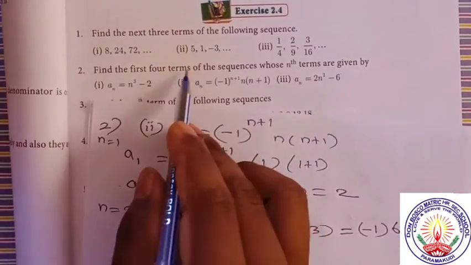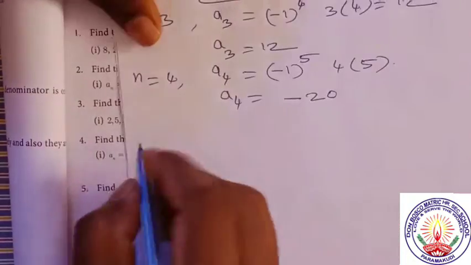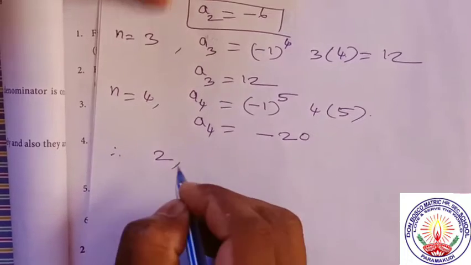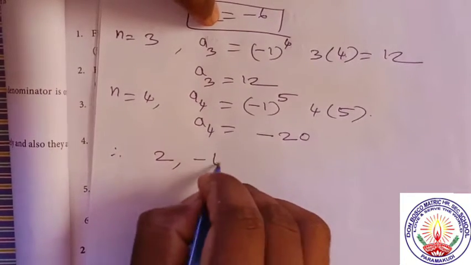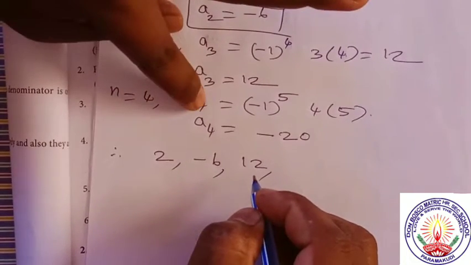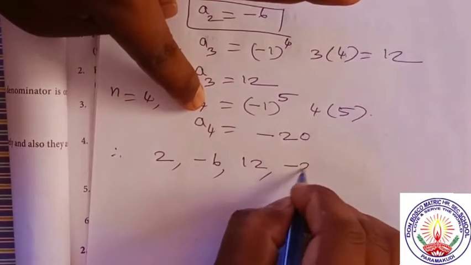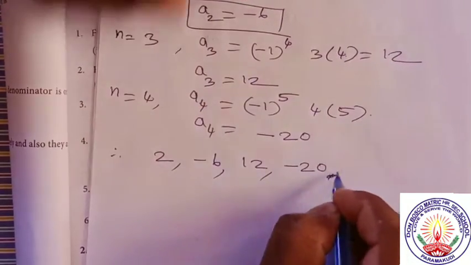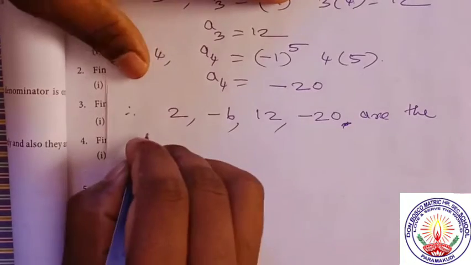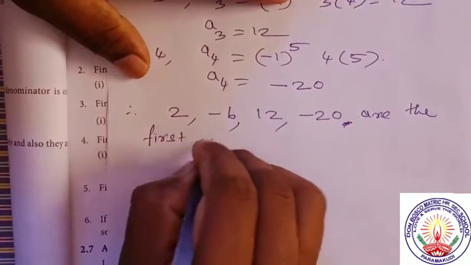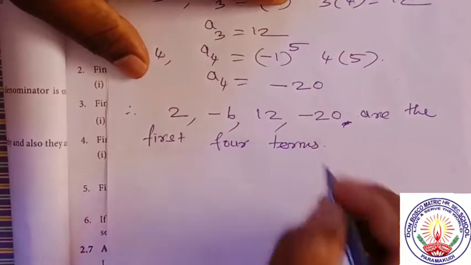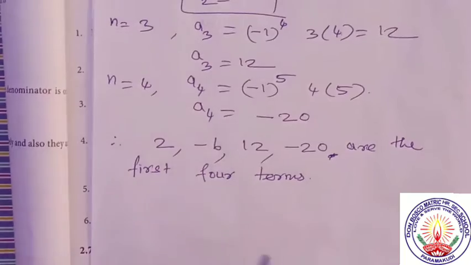Our question is to find the first 4 terms. Therefore, the first term A1 is equal to 2. The second term A2 is equal to minus 6. The third term A3 is equal to 12. And the fourth term A4 is equal to minus 20. These are the first 4 terms. So this is the second question, second subdivision.